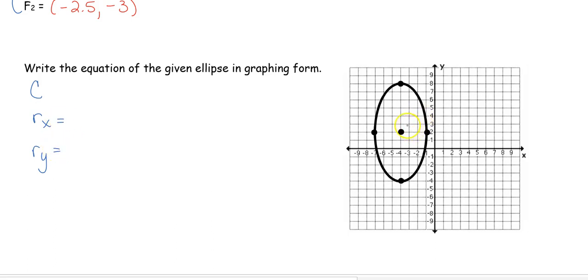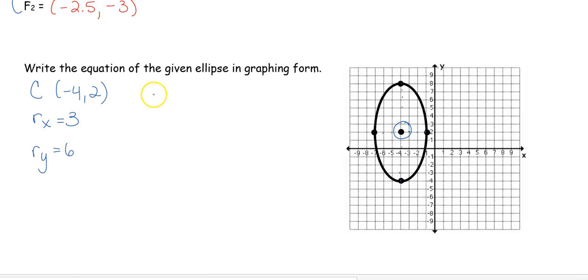So I look at my diagram. Here's my center of the ellipse. The center is at -4, +2. The r of x is the distance in the x direction, so 1, 2, 3. You can count left or right because they're both 3. And then the distance going up and down, 1, 2, 3, 4, 5, 6. I could have counted down as well, 1, 2, 3, 4, 5, 6. So the r of y is 6.